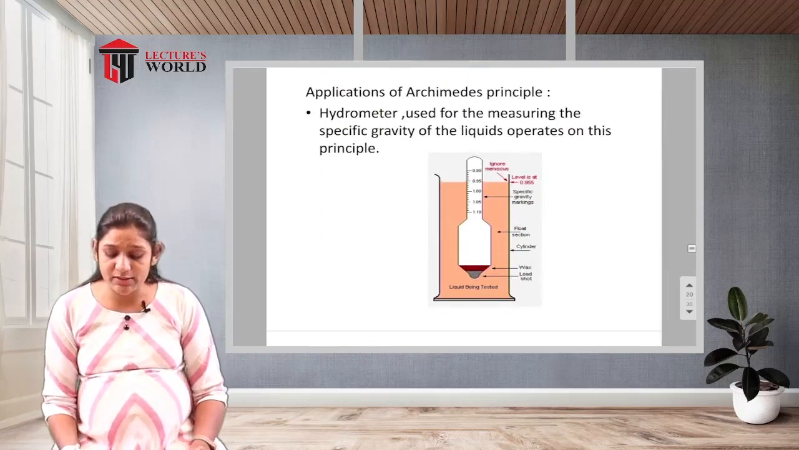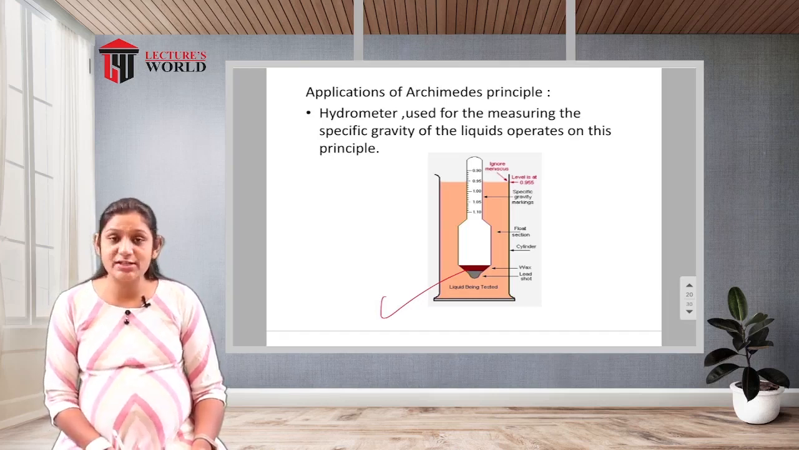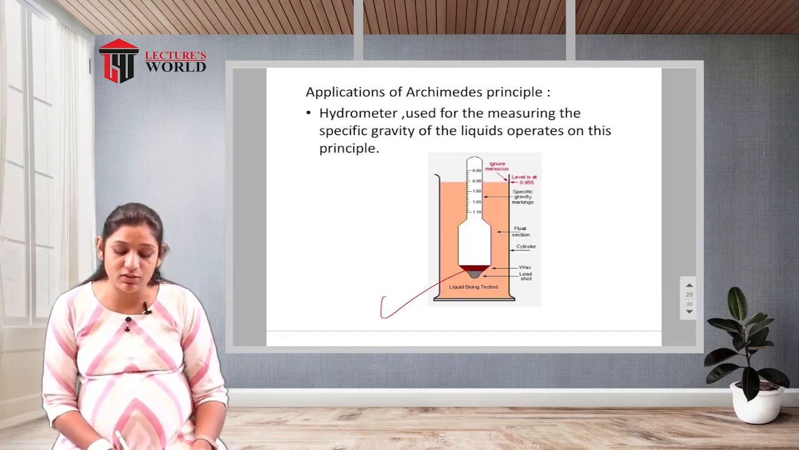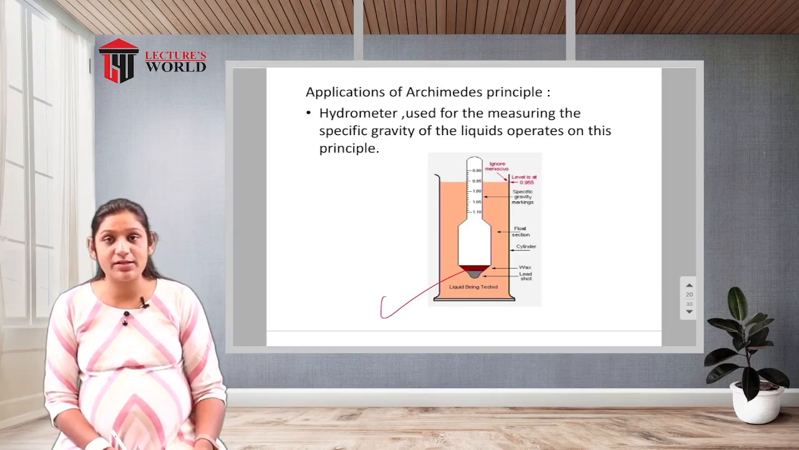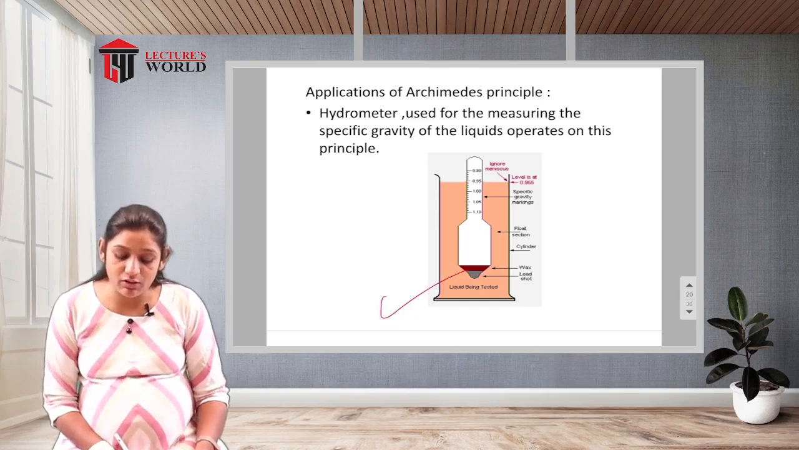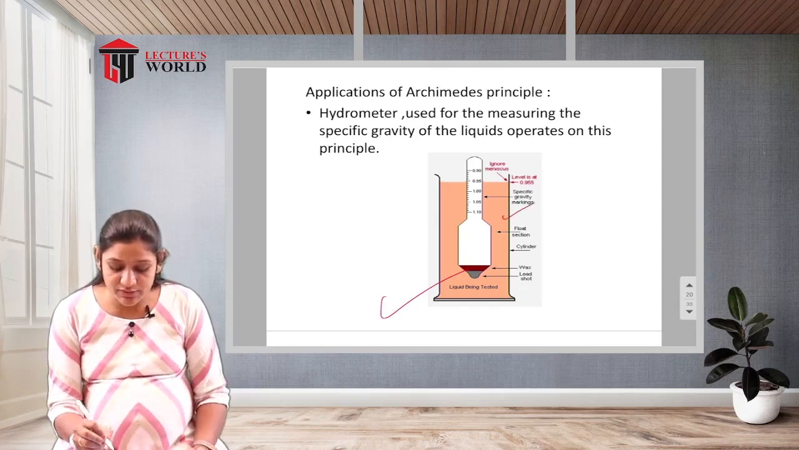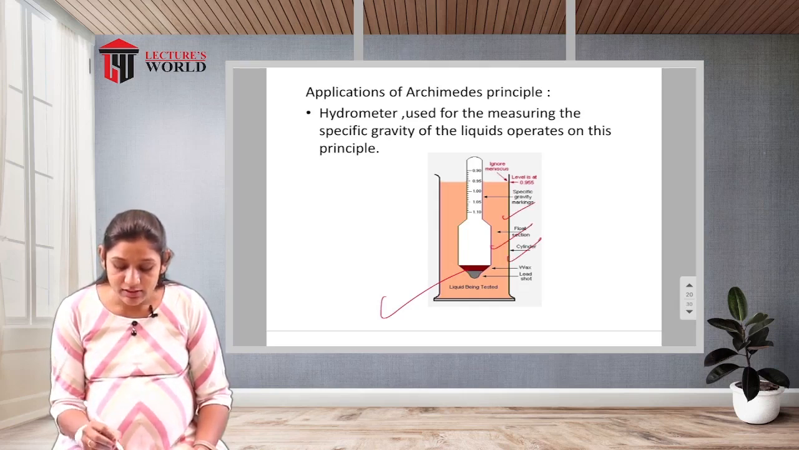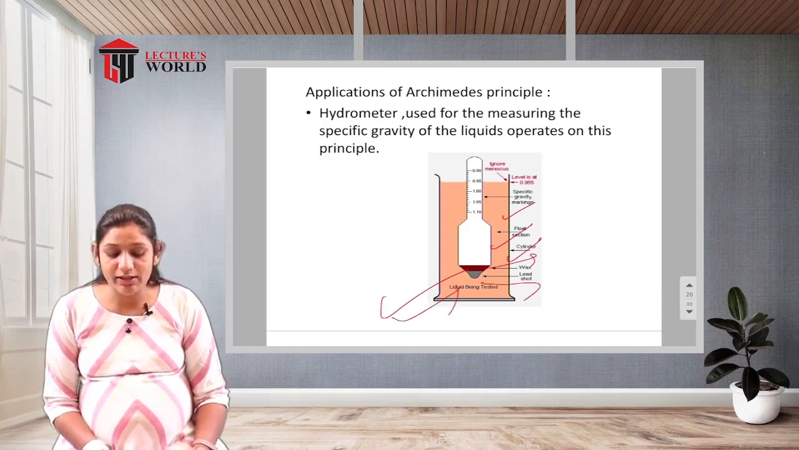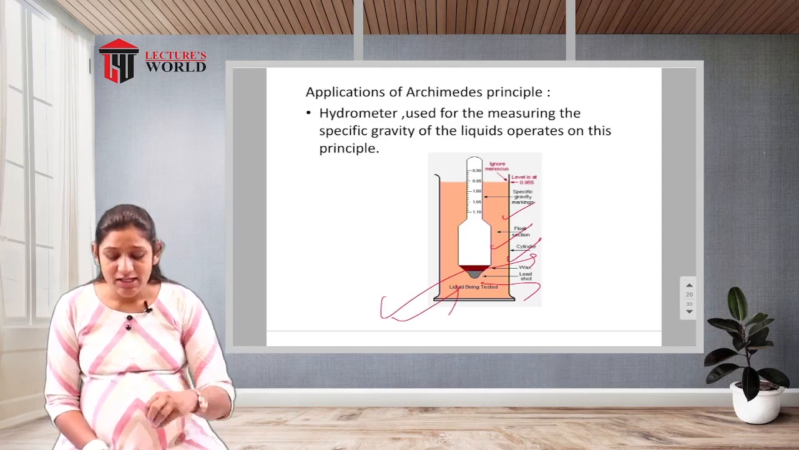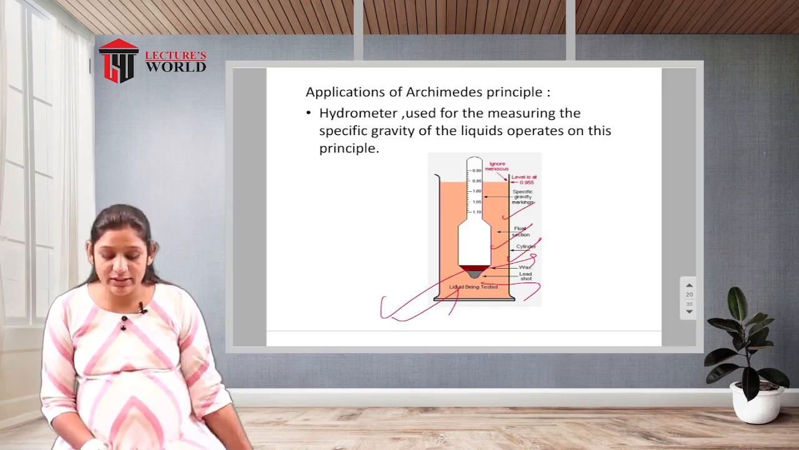Applications of Archimedes principle. The hydrometer, used for measuring the specific gravity of a liquid, operates on this principle. The hydrometer has a float-ended cylindrical stem, a wax seal with lead shot, and the base in the liquid. These are all applications of the Archimedes principle, right? This is a hydrometer as it appears in the water.